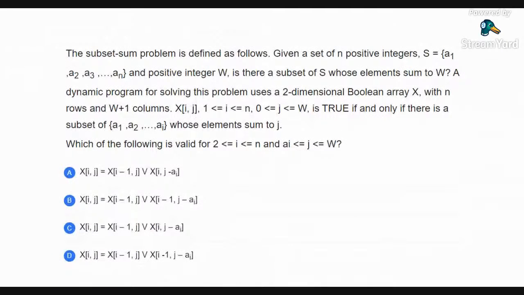So this is i minus 1, j, and it is common in all of these. v is nothing but the profit associated with this. So it is nothing but i minus 1 and j minus a_i. Okay, so i minus 1 and j minus a_i.